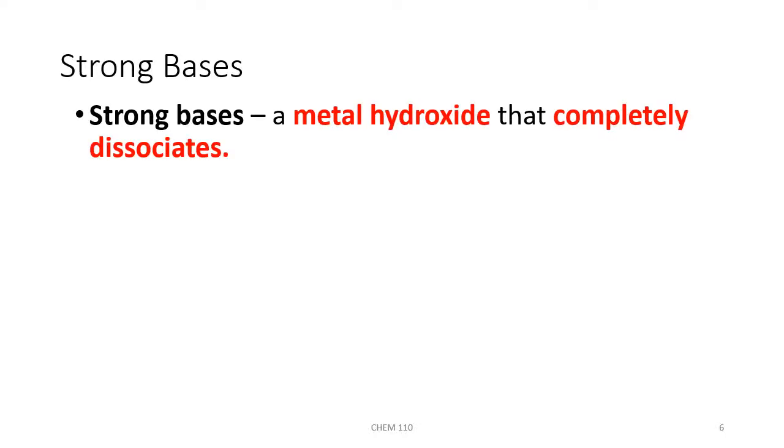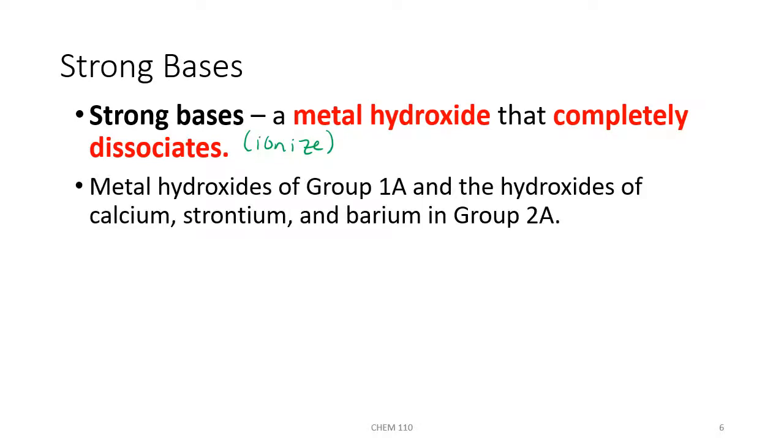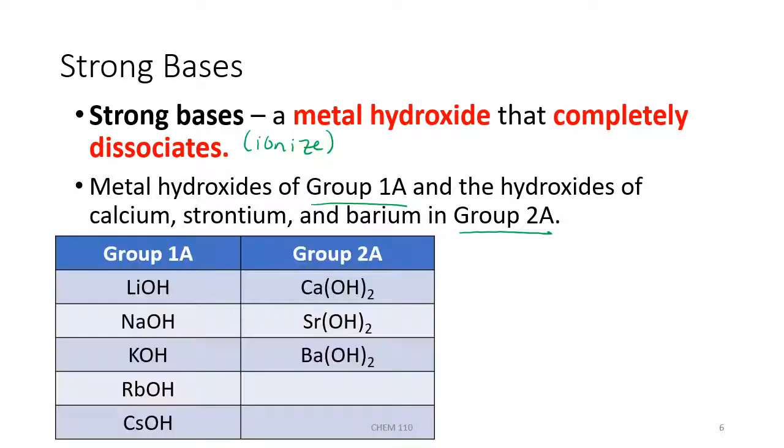We learned that a base is something that produces hydroxide ions in water. A strong base is usually made up of a metal hydroxide that will completely dissociate, or in other words, completely ionize when in water. Metal hydroxides that are made up of group 1A metals and metal hydroxides that are made up of some of the group 2A metals are going to be strong bases that dissociate completely.